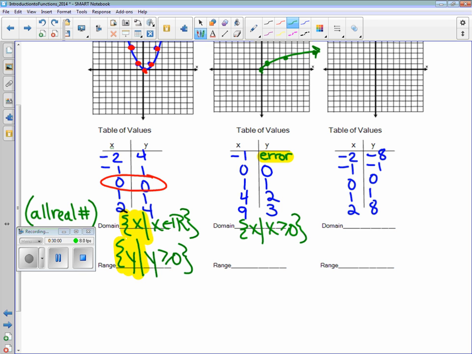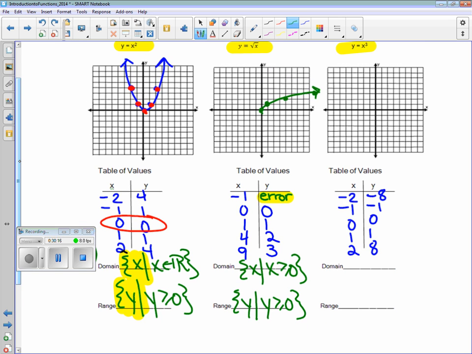How about the range? Perfect. Remember, you're looking up and down now for range. You're starting at 0 and going up. So I agree. The range is simply y is greater than or equal to 0, because again, you're starting at 0 and it's going up. X is left and right, y is up and down. It's how you have to train your eyes to look at the graph.